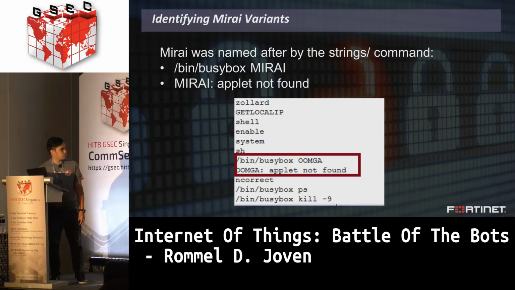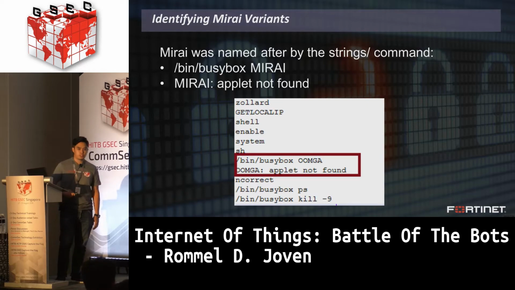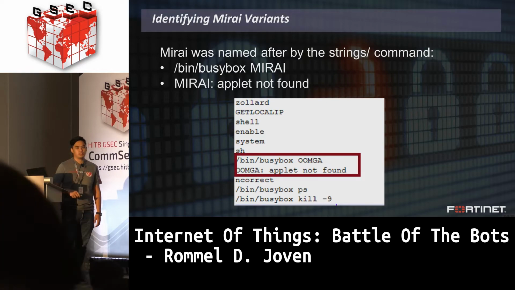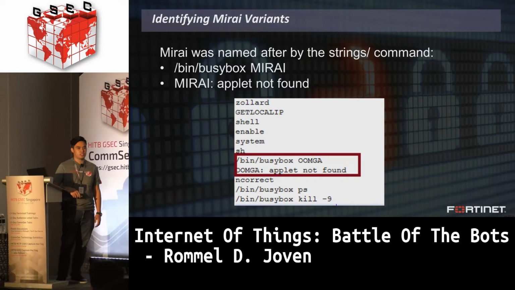Here we have an example from a configuration table of a Mirai variant. It changes this one: "/bin/busybox OOMGA". So we can just name this variant OOMGA.